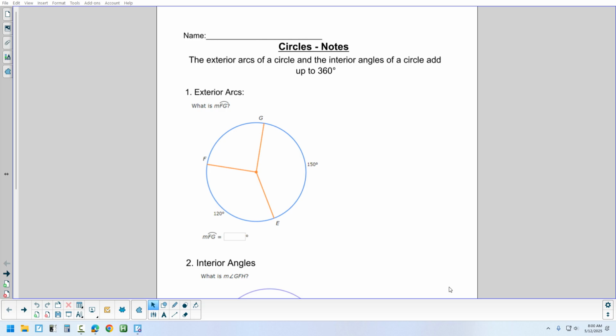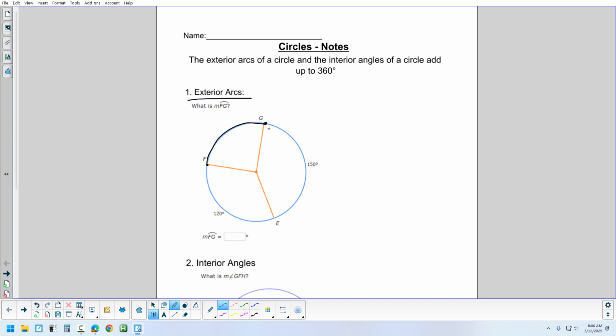So when we talk about circles, there's a few different terms that come up. Okay? One of the terms is what's called exterior arc. Okay? All that an exterior arc is, an arc is part of a circle. So like from here to there, what I just traced in black, that is called an arc.